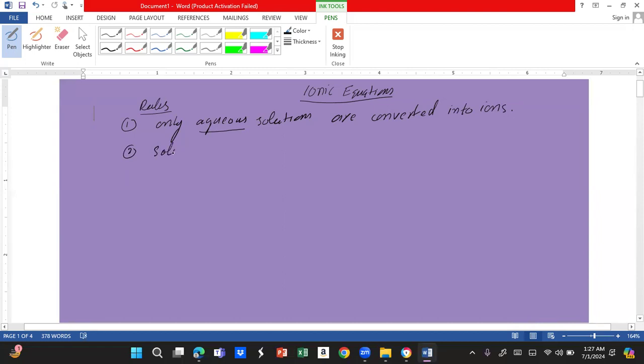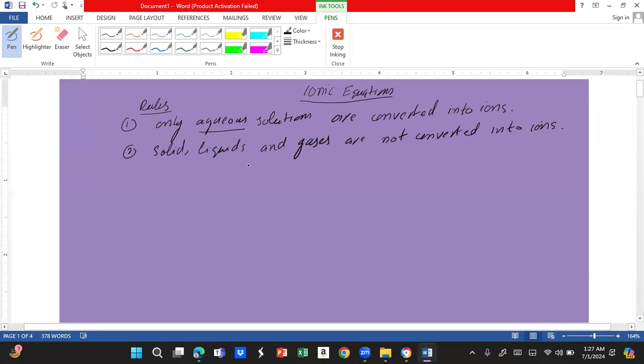Solids, liquids, and gases are not converted into ions. Why don't we convert solids, liquids, and gases into ions? The reason is these are insoluble in water. That is why they don't release ions in it, right?